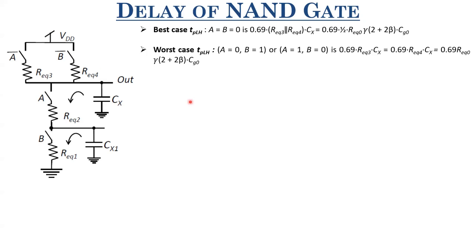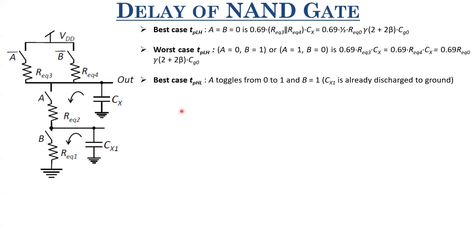Now, the TPHL is something which is interesting. So, what is the best case TPHL? How do we define the best case TPHL? What exactly happens in TPHL? We have to bring this node to ground as well as this node to ground in case of TPHL, because if this is discharging, it will also charge this. So, until this node voltage goes to zero, this won't discharge fully, right?